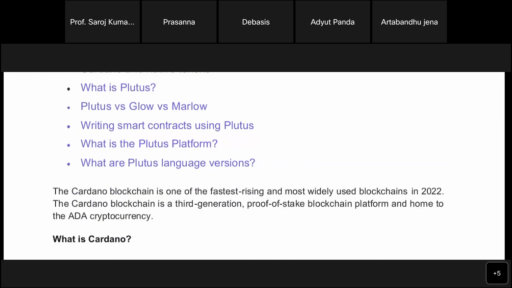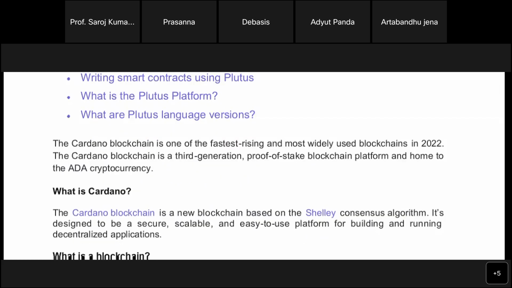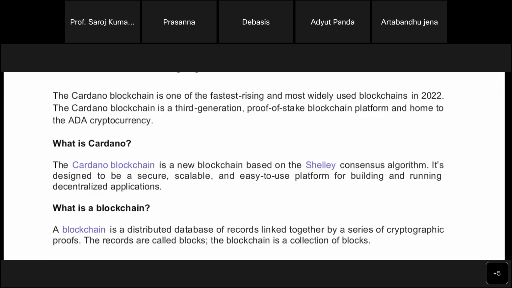Now, for Cardano, I'm giving you a basic concept. The Cardano blockchain is one of the fastest rising and most widely used blockchains in 2022. Cardano is a public blockchain platform, and it is open source, with decentralized applications. This is the most important part of Cardano. Cardano uses proof of stake, whereas Ethereum previously used proof of work. We'll discuss what proof of work and proof of stake are in a later part. Today, just have a basic concept of these things.